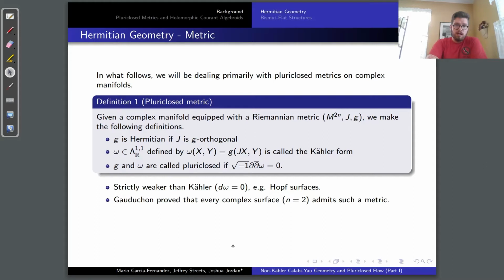Gauduchon proved that every complex manifold admits a certain kind of metric with an integrability condition that is more general than the pluriclosed condition. But in the case where the complex dimension n is 2, this reduces to the pluriclosed condition. So every compact complex surface admits a Gauduchon metric.